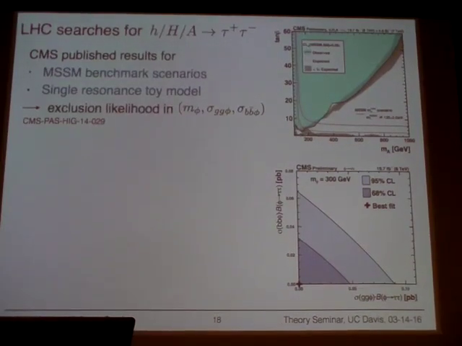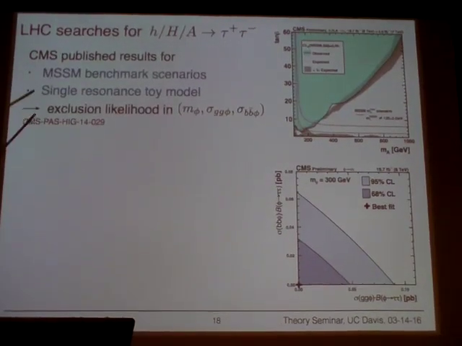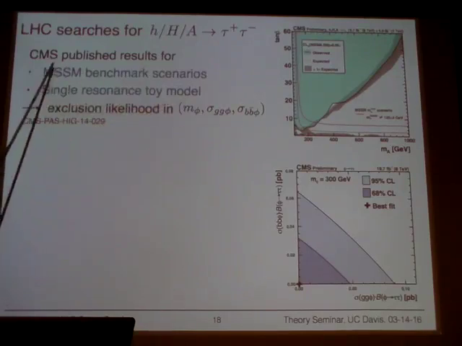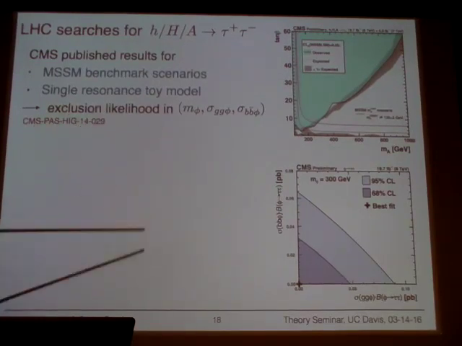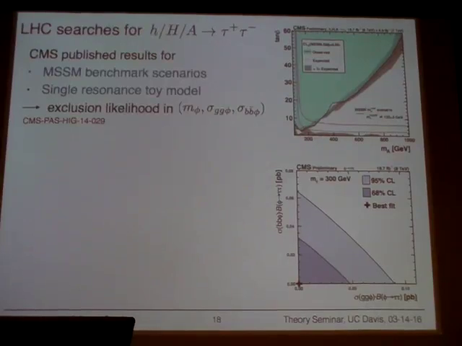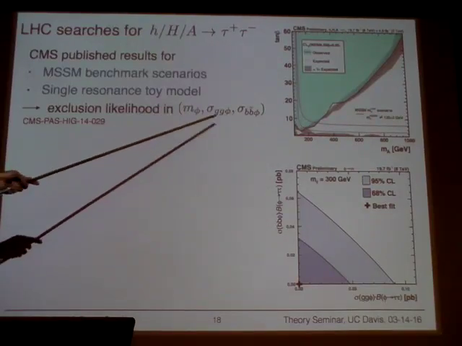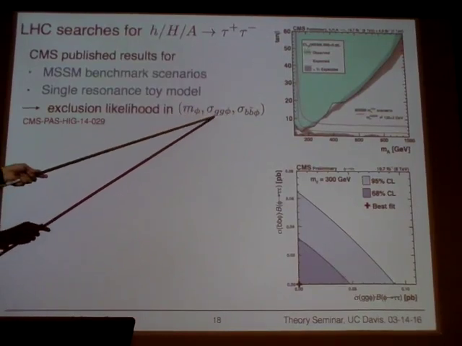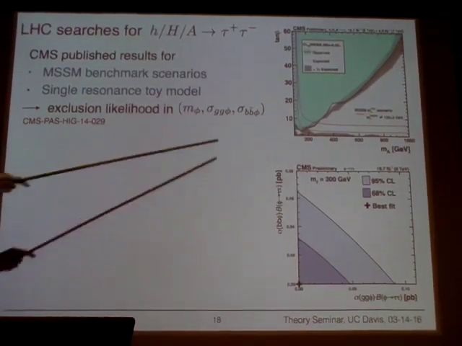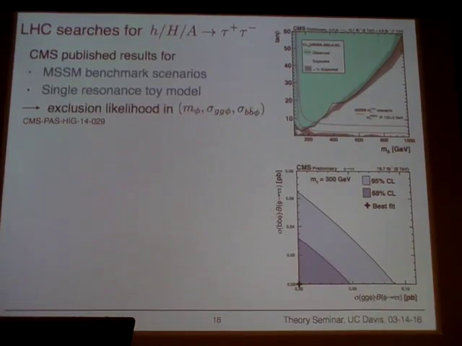So CMS recently published their results in the standard way, meaning in certain benchmark scenarios for the MSSM, which is fine, but also not very useful if you want to apply these limits to other scenarios. So what they also did is provide an exclusion likelihood for a single resonance toy model, which is given by 3 parameters: the mass and the rate in the gluon fusion production channel and in the b b-bar annihilation production channel, because this search has additional sensitivity to both.